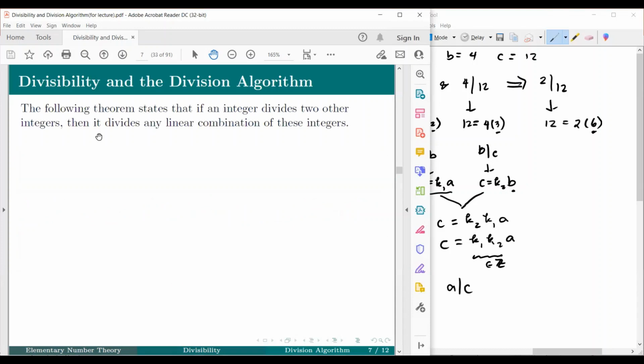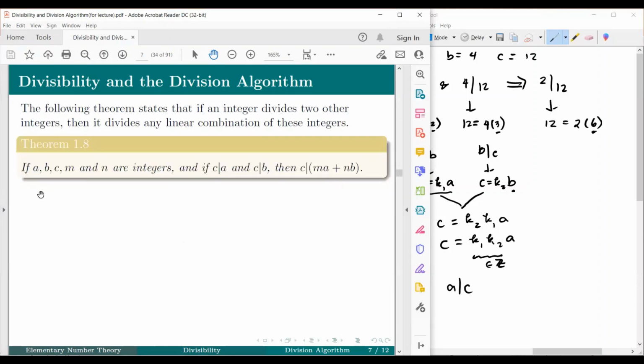So as simple as that. Now let's have the following theorem, which states that if an integer divides two other integers, then it divides any linear combination of these integers. So we have this theorem.